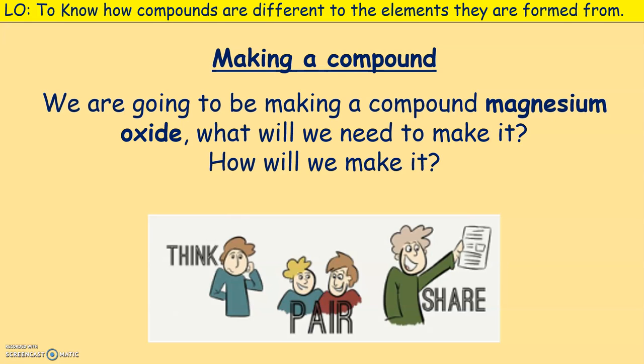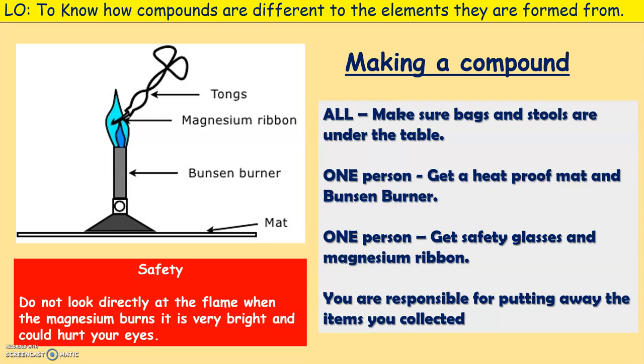Now, we're going to pretend we're actually making a compound. Let's say we're going to be making magnesium oxide today. We'll see what we need to make it and how we're going to make it. I'm going to talk to you about a few rules you need to know about working in the lab. Technically, these are some of the things you're going to need to perform the experiment. You're going to need a mat, a Bunsen burner, a magnesium ribbon, and tongs. For safety, it is so important not to look directly at the flame when the magnesium burns. It is very bright and could hurt your eyes.